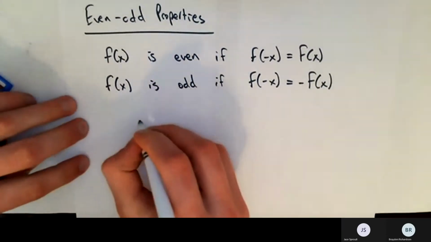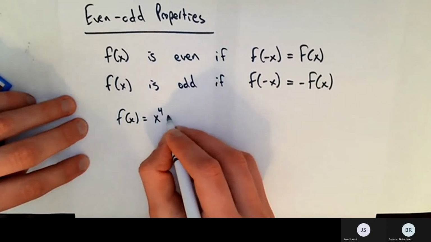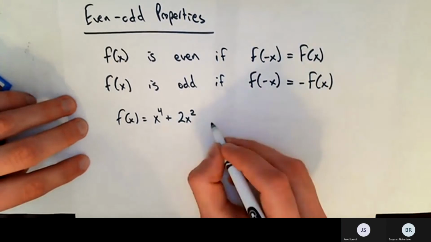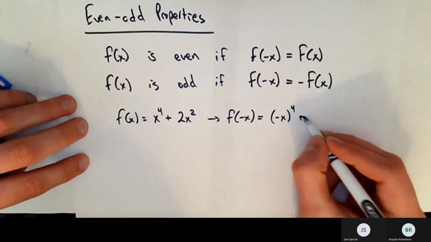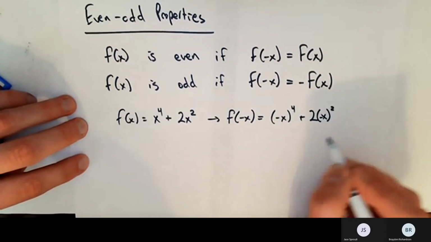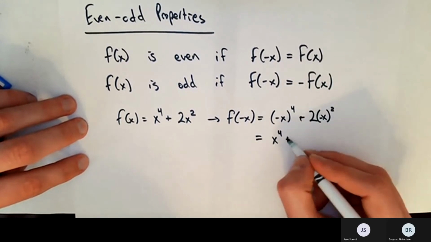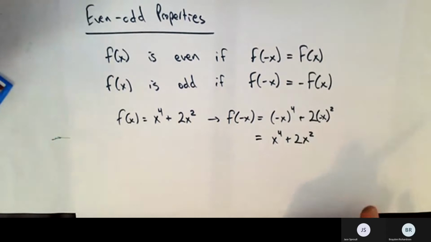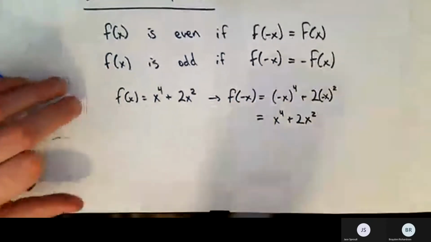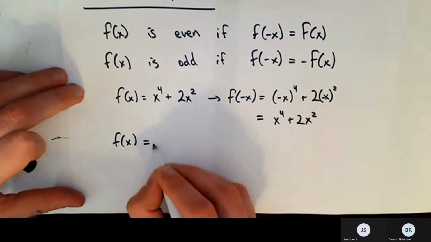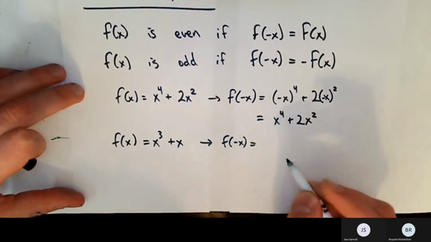Just a real quick example, like f of x equals x to the fourth plus 2x squared. If I plug in f of negative x, I get negative x to the fourth plus 2 negative x squared, which is going to absorb that negative. Both of the even exponents absorb the negatives, and that's kind of what you discovered in 112: if all the exponents are even, then your function is even, and likewise if all your exponents are odd, then your function is odd.